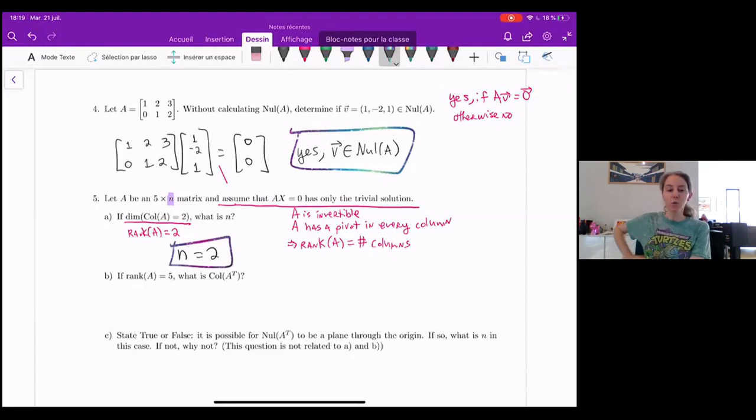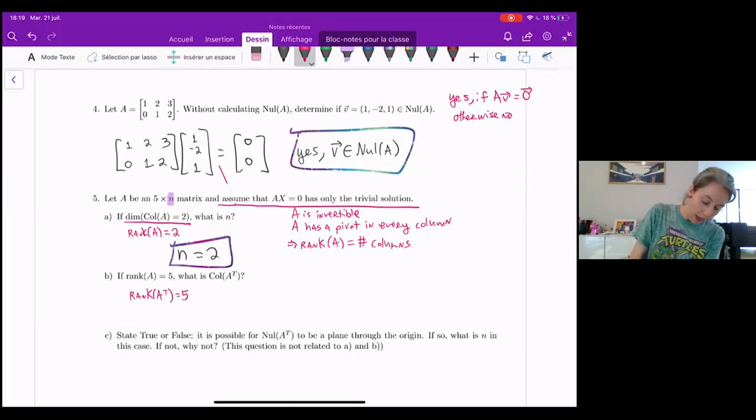If rank A equals 5, what is the column space of A transpose? Well, if rank A is 5, then this means that the rank of A transpose is also 5. I also know that A transpose is an n by 5 matrix. So I have 5 vectors in R5, because if the rank of A is equal to 5, again, this would tell me that there are 5 columns.